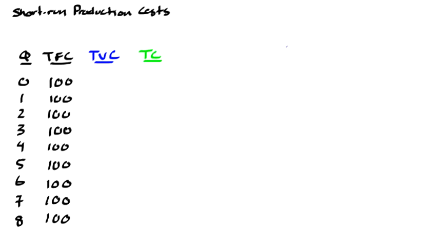Now, the total variable costs, so these are costs that increase as we produce more chairs. So if we produce no chairs, our total variable cost is 0. And if we produce one chair, we find that our total variable cost is 90. If we produce 2 chairs, total variable cost is 170, and so on.